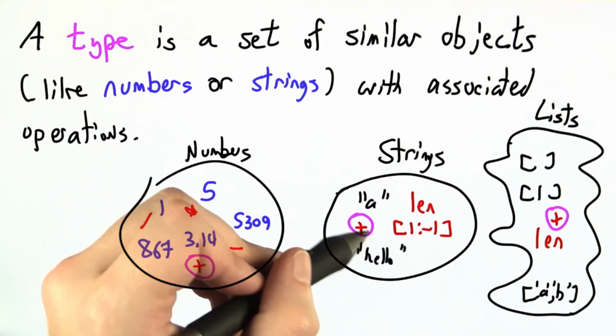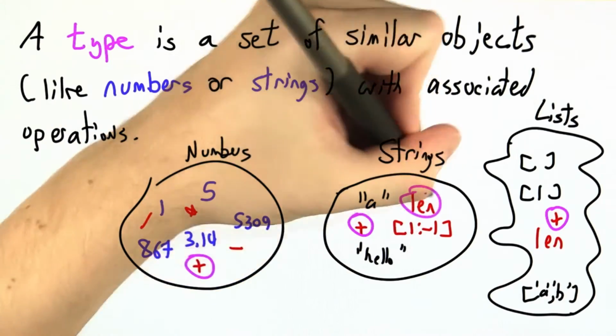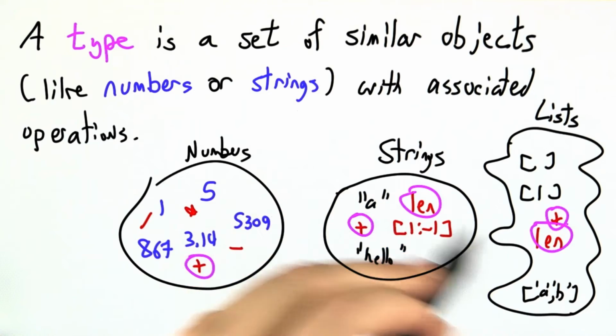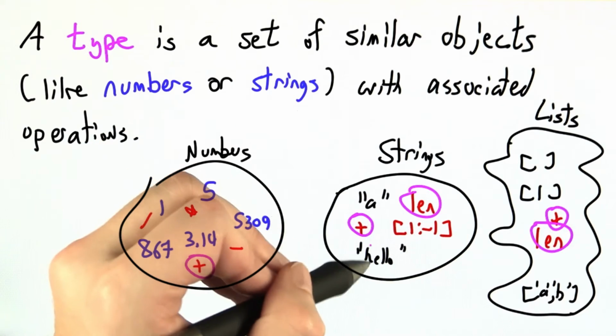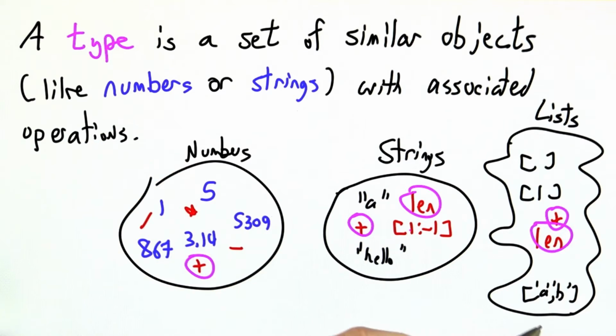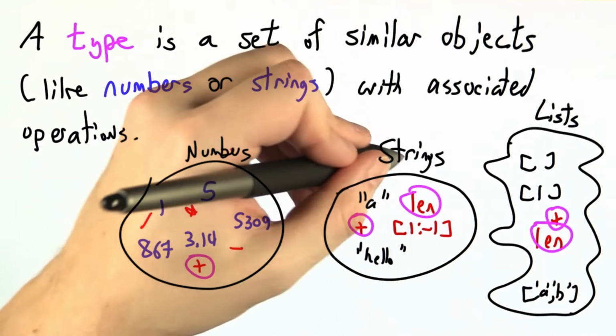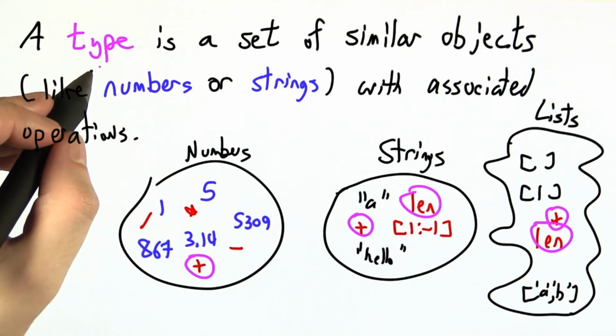Arithmetic addition is not really the same as string concatenation. Similarly, both strings and lists support length. Here it's the number of characters, here it's the number of elements. Each one of these things, number, string, list, is a type.